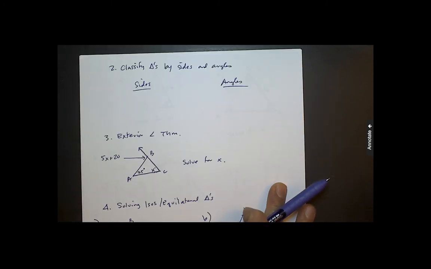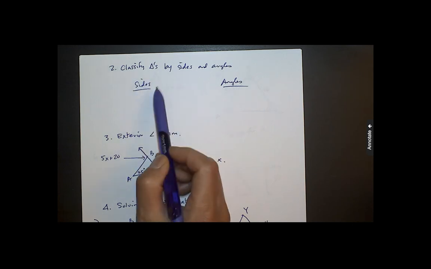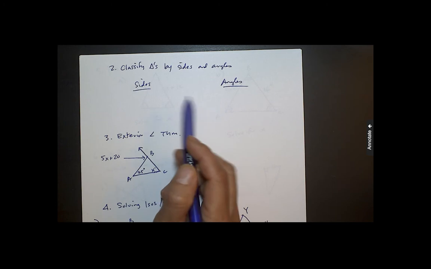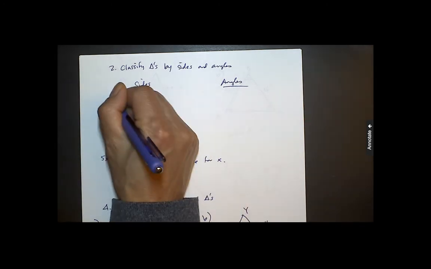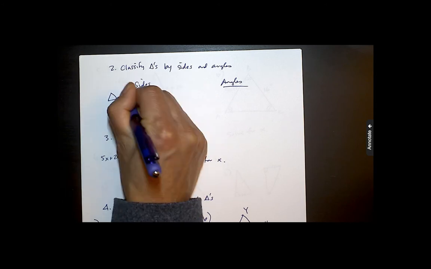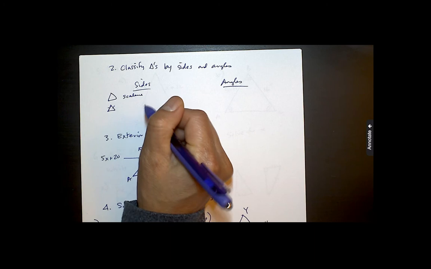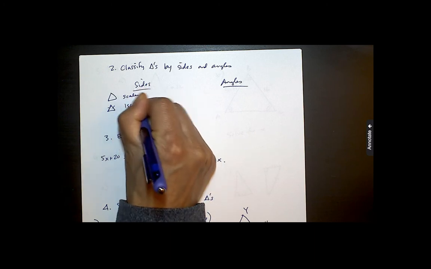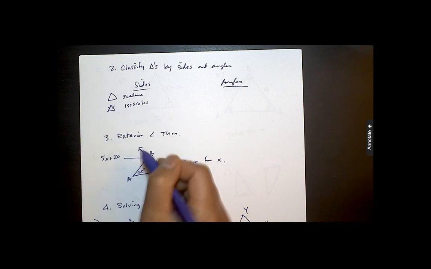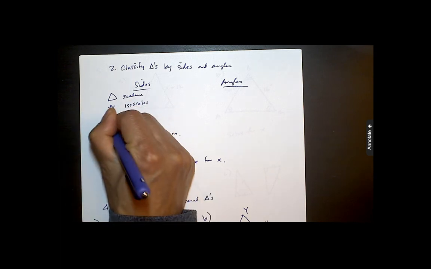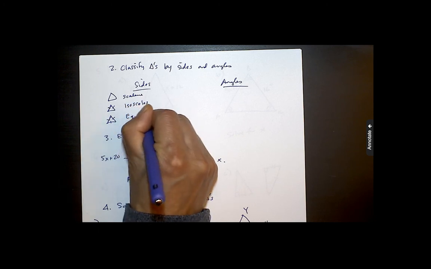Okay, next kind of problem is, and we've done this a couple different times now, we've classified triangles by its sides and by its angles. So what are the classifications of a triangle by its sides? Well, if a triangle has no sides congruent, then it's called scalene. If a triangle has 2 or more sides congruent, it's called isosceles. And most of the time when we're talking about isosceles, we're talking about exactly 2 congruent sides. And if all 3 sides are congruent, it is called equilateral.